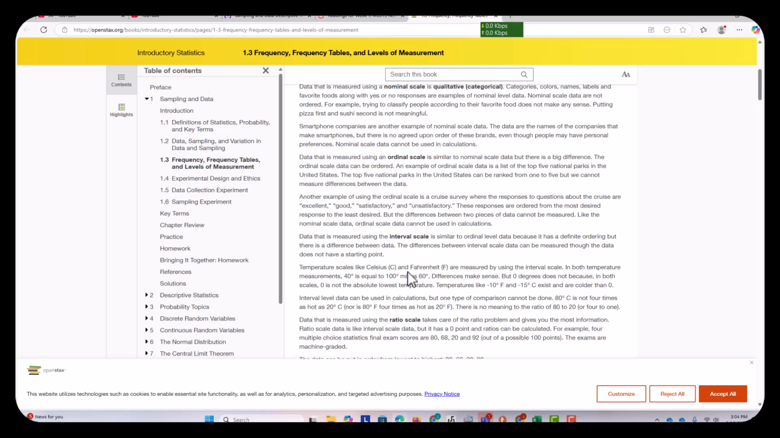Temperature scales like Celsius and Fahrenheit are measured using the interval scale, and in both, 40 degrees is equal to 100 minus 60, so the difference makes sense. But 0 degrees does not, because in both scales 0 is not the absolute lowest temperature. You can have negative 15 and negative 10. More importantly, does the absence of temperature mean it's 0? No, it can be 0 outside and you still have temperature.